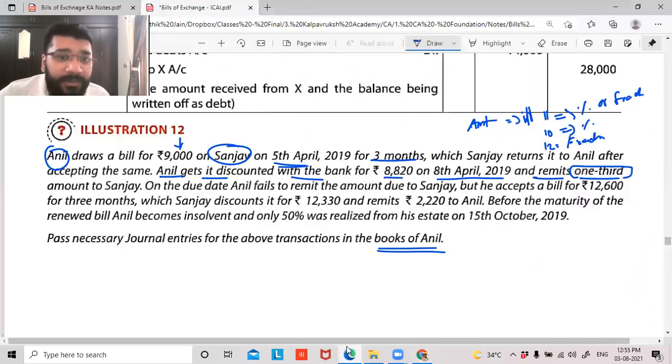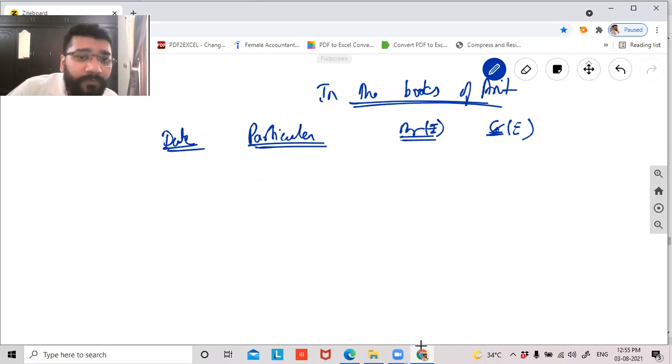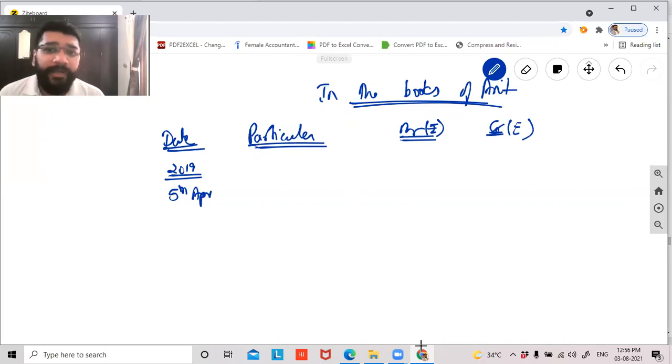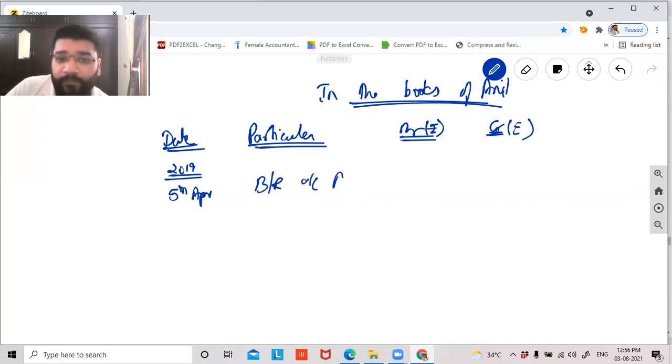So 5th April 2019. On 5th of April, what will be my journal entry, guys? What is the journal entry? Please tell me. Anil is receiving something. Yes. Bills receivable account debit to Sanjay account.